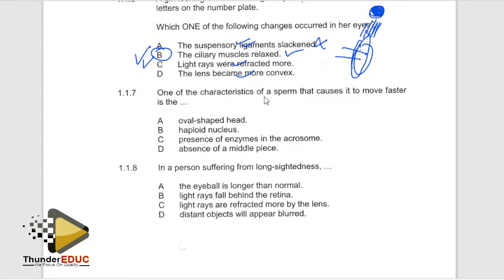Which one of the following characteristics of sperm makes it move faster? This is also something we discussed yesterday. Now look here: haploid nucleus, how is that related to movement? Presence of enzyme in acrosome, how is that related to movement? Absence of the middle piece. If there is no middle piece, then automatically it will be moving slower. So the shape makes it move faster, so that it reduces the resistance.